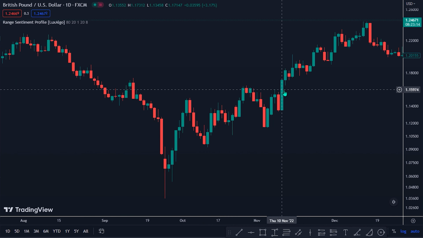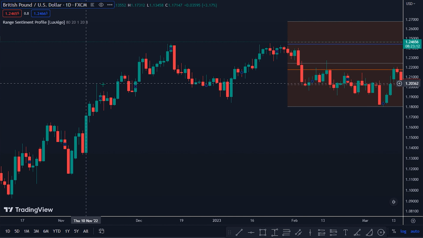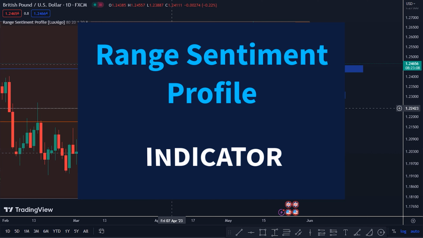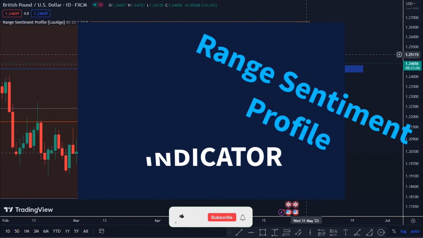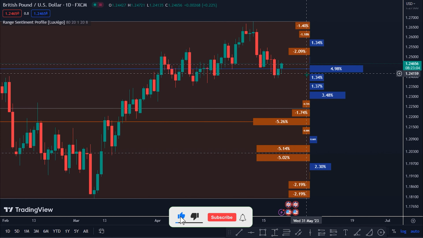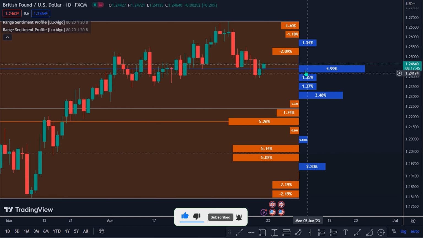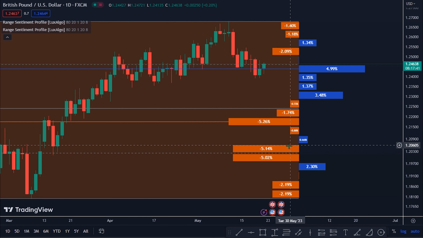In this short video, I'll show you how to build a powerful trading strategy with the Range Sentiment Profile Indicator to detect trade opportunities in the market. The Range Sentiment Profile Indicator is inspired by the volume profile and aims to indicate the degree of bullish and bearish variations within equidistant price areas inside the most recent price range.